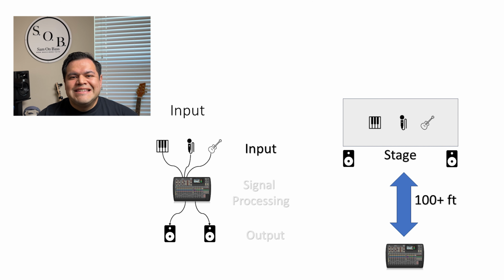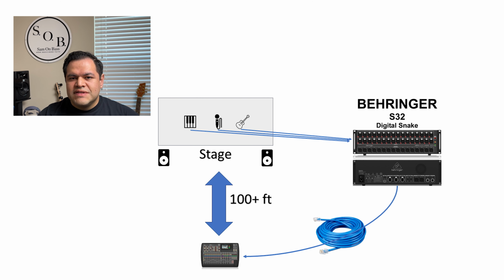The solution is a snake. These days, digital snakes is the way to go. You plug up all of your inputs to the input section of the snake, such as the S32, and it will consolidate all that and send the signal through an Ethernet cable all the way back to your mixer. At the mixer, it breaks it back up into all those individual channels. So if you plugged in 8 channels, you can get signal out of 8 different channels at your mixer. Ethernet cables can send a lot of data, so this is a great solution.